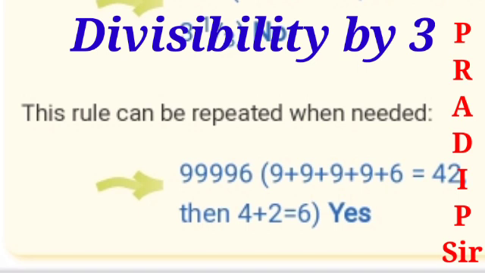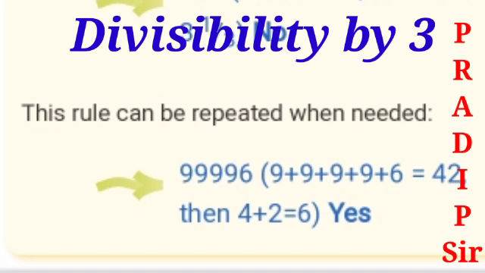Take an example, we are given 99,996. If we add the digits, 9 plus 9 plus 9 plus 9 plus 6, it is 42. In order to test the divisibility by 3, we can directly divide 42 by 3, and 42 by 3 is 14. So this number is divisible by 3.